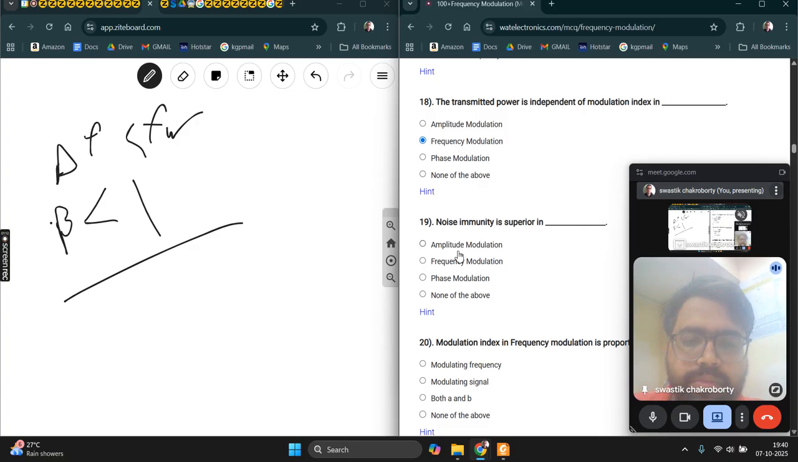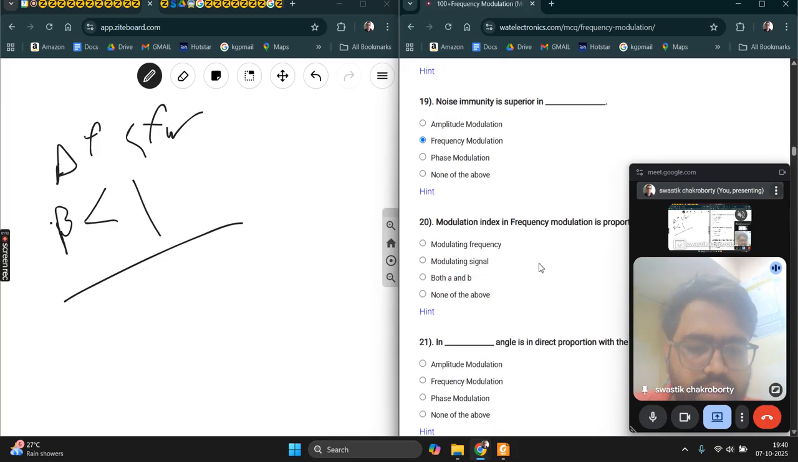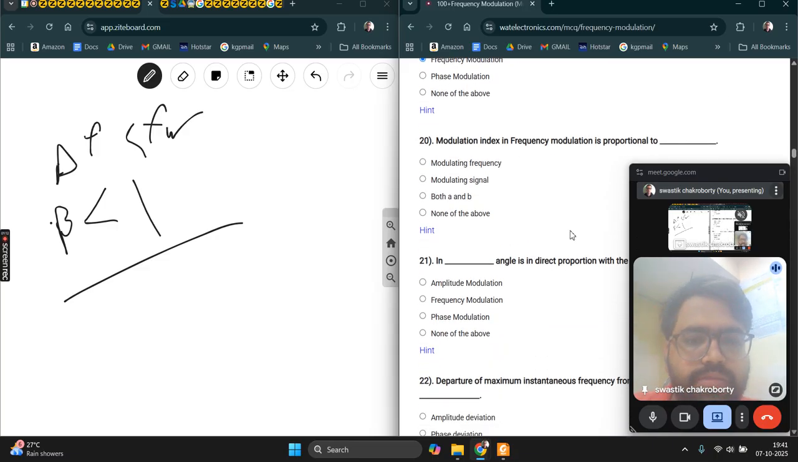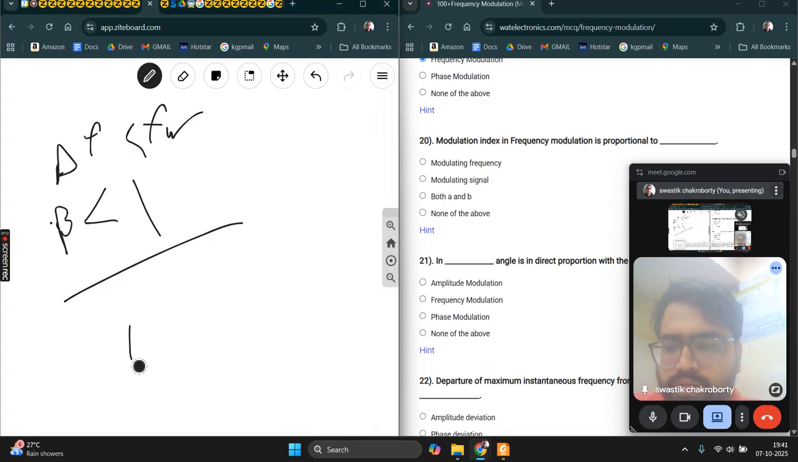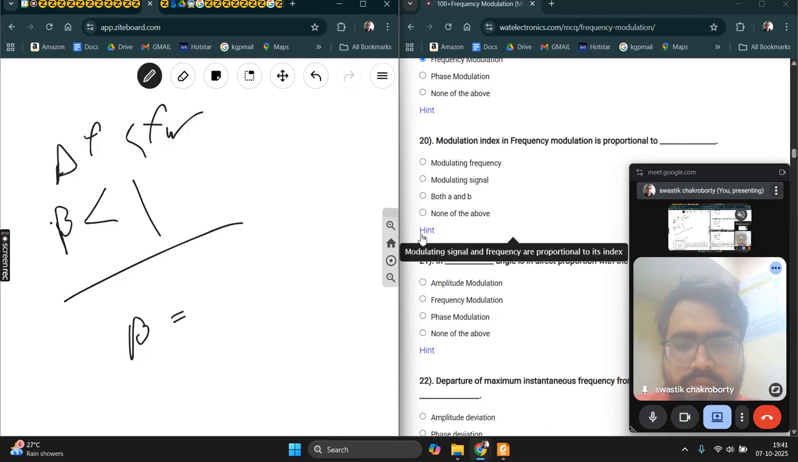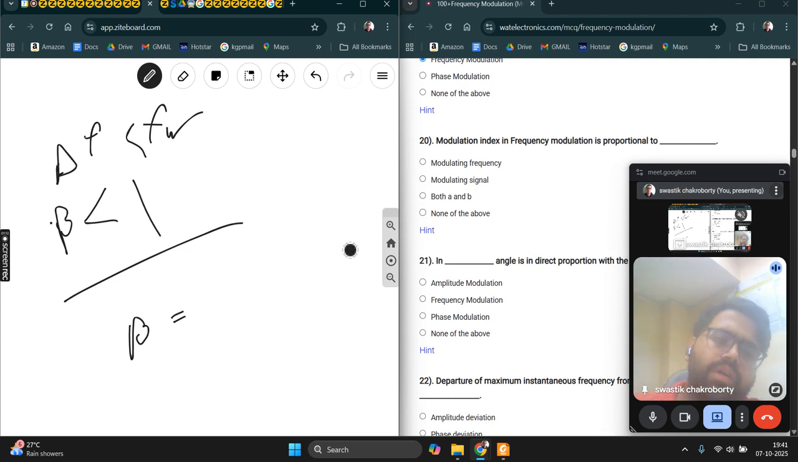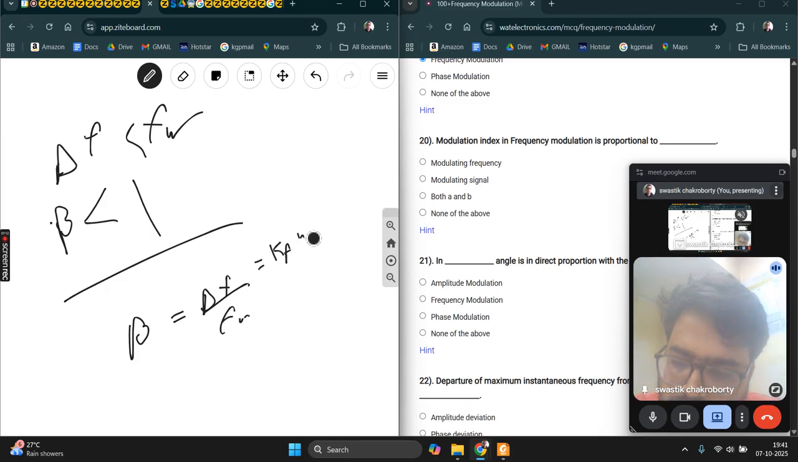Next, noise immunity is superior in frequency modulation, as we have discussed earlier. Now, modulation index in frequency modulation is proportional to the modulating frequency? It depends on the frequency deviation, which comes from the message signal, the modulating signal. So it is Δf by fm. So it is kf m(t) by fm. So it depends on the message signal and the modulating frequency.